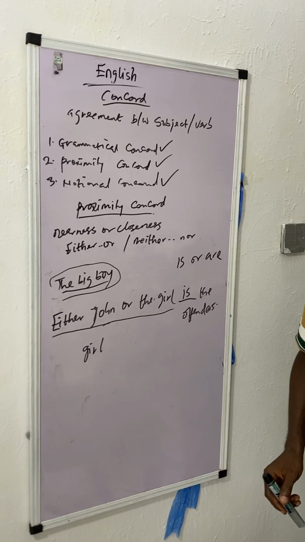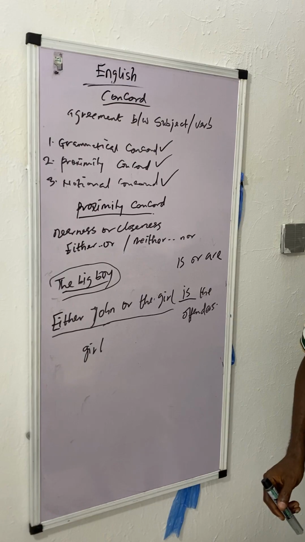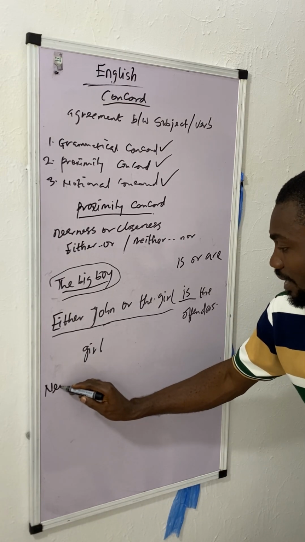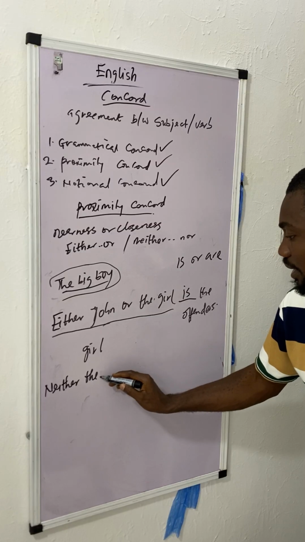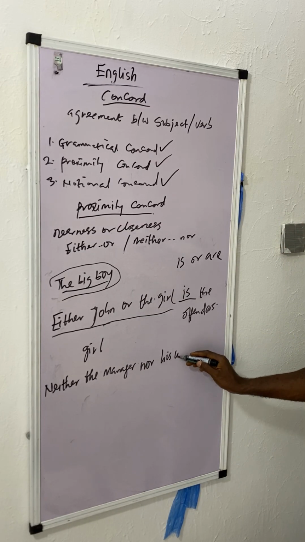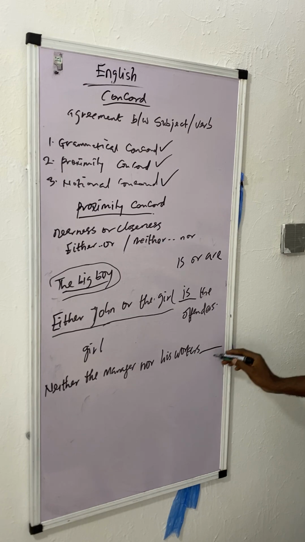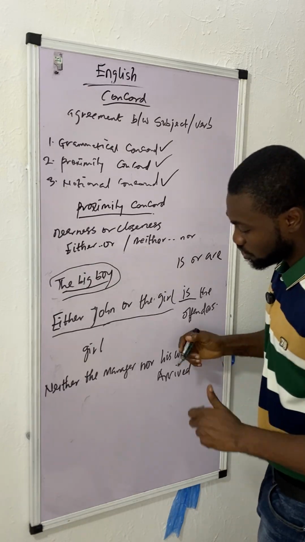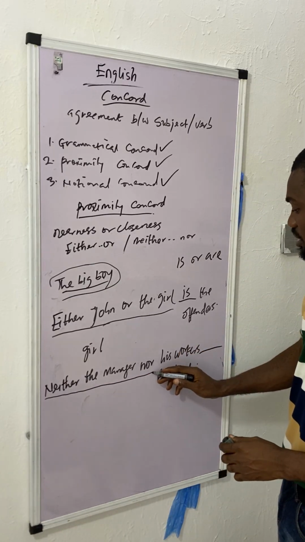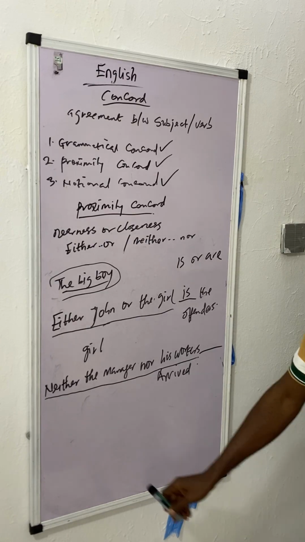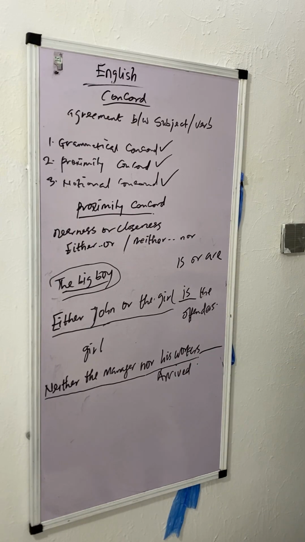Let's now do it for neither nor. All right. Neither the manager nor his workers, dash, arrived. Neither the manager nor his workers, dash, arrived. What are we looking at here? This is the compound subject, and we have the verb position after it. Before the verb is the subject. How many words make up this subject? 1, 2, 3, 4, 5, 6.